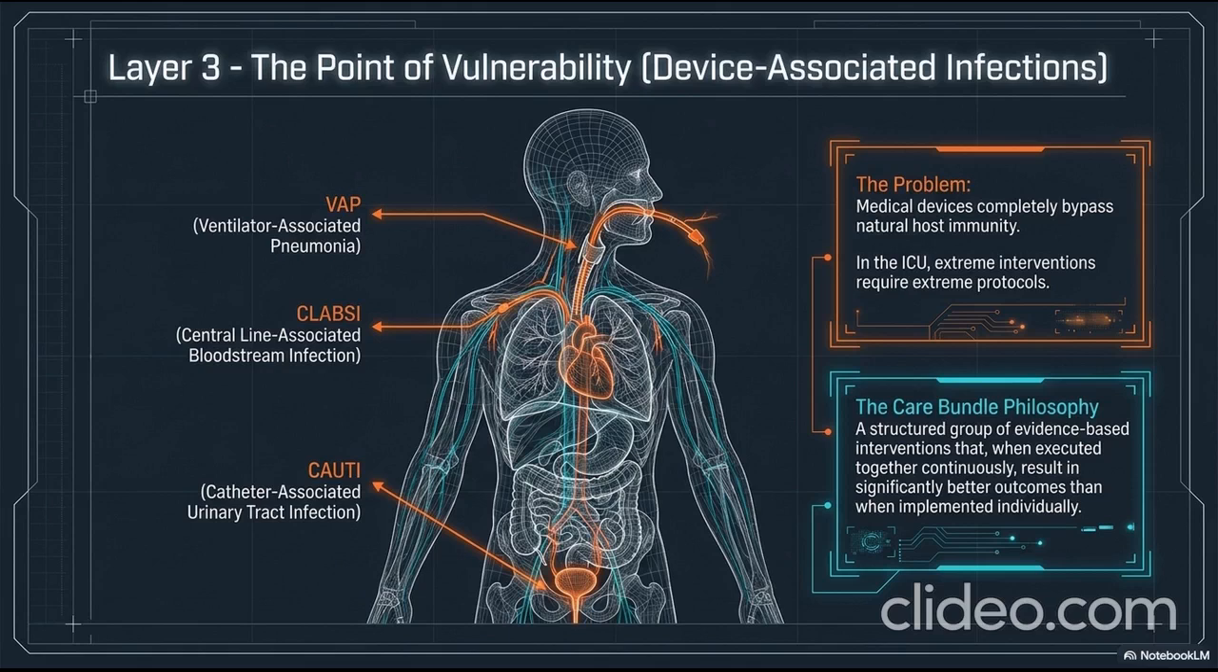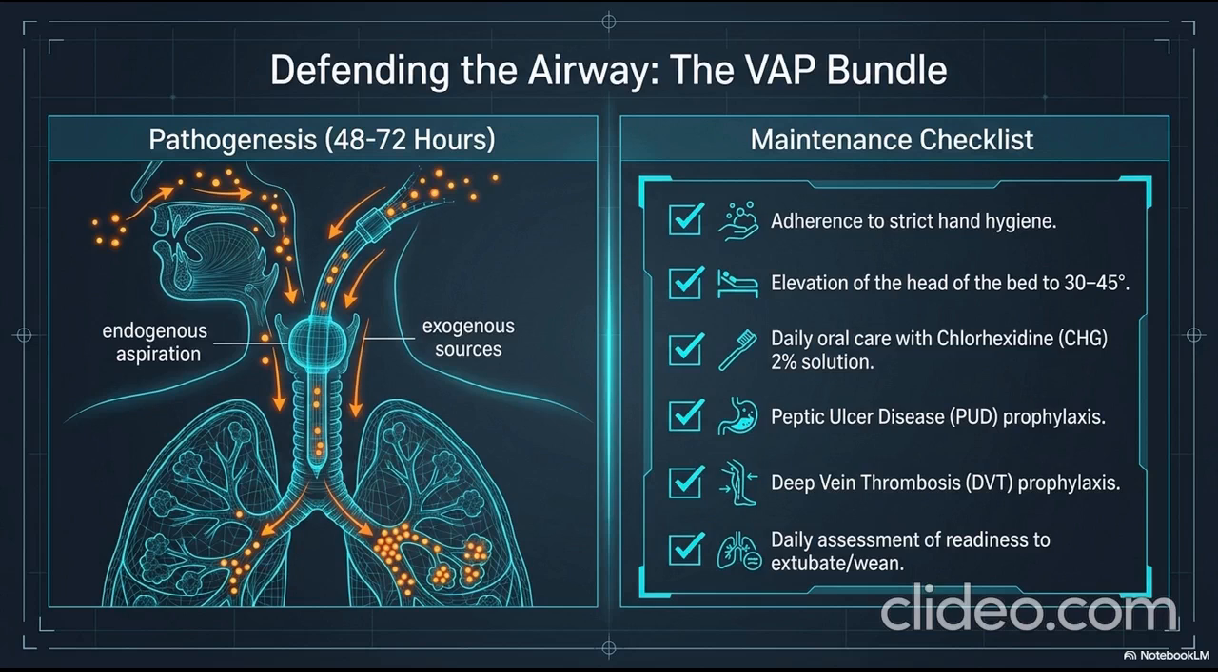Layer 3 addresses the point of vulnerability, focusing on device-associated infections where medical tools bypass natural host immunity. Extreme interventions in the ICU require extreme protocols to prevent VAP, CLABSI, and CAUTI. We employ the care bundle philosophy, which uses structured groups of evidence-based interventions that produce better outcomes when executed together than they do individually.